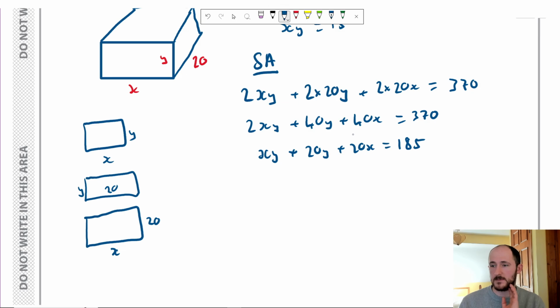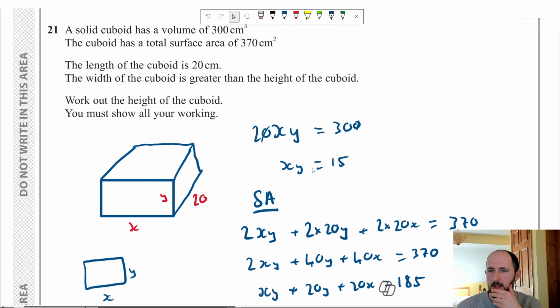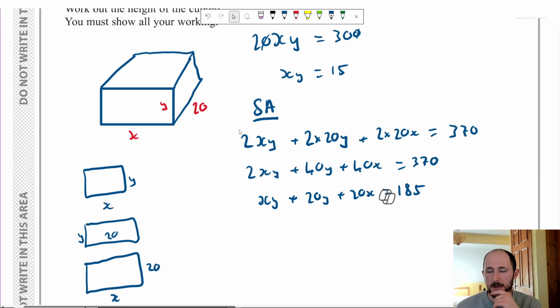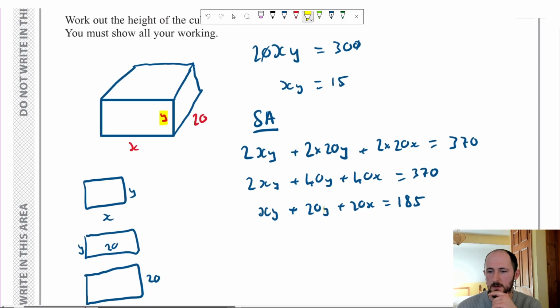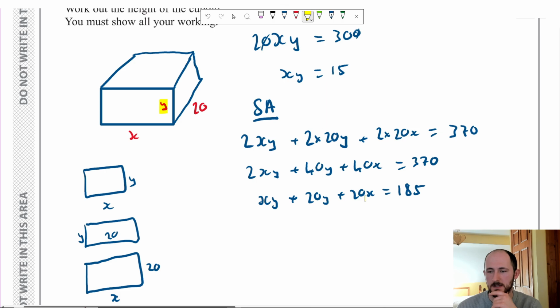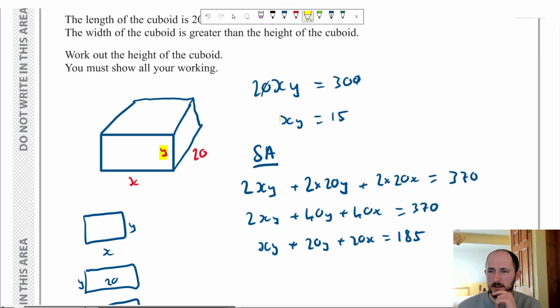Because 85 times 2 is 170. 100 times 2 is 200. Good. Alright. Now we need to solve it. Well, we want to work out the height, which is y. So what I want to do is eliminate x from this equation. I could rearrange the equation xy equals 15 for x. So that gives me x is equal to 15 over y.